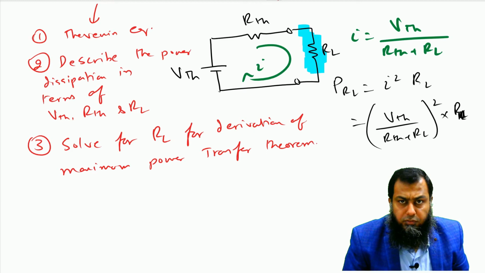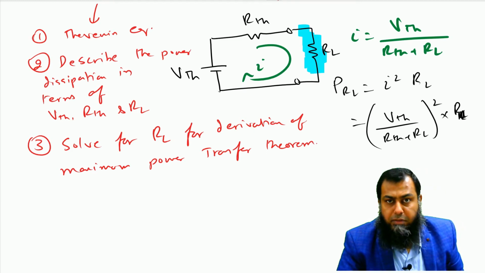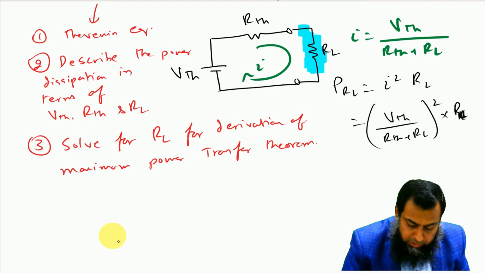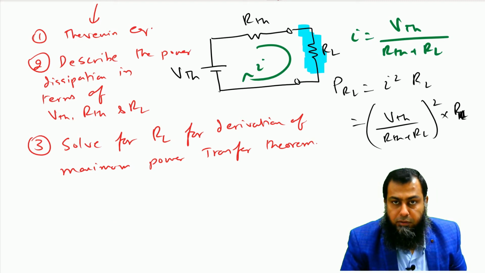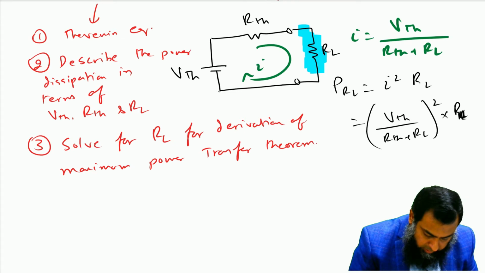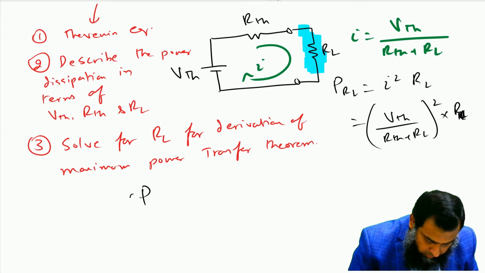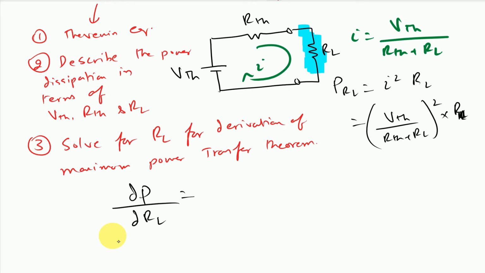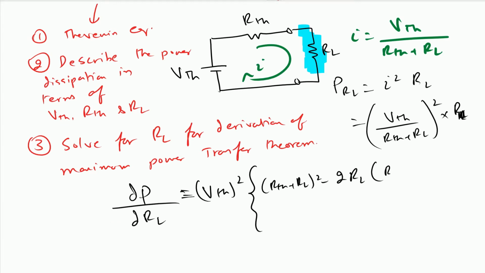Now, because we want to find out what is the value of this RL across which the maximum power is transferred, we will differentiate this equation with respect to the resistance RL. So if I differentiate, then dP over dRL is equal to V Thevenin whole square into R Thevenin plus RL minus 2RL into R Thevenin plus RL, divided by R Thevenin plus RL to the power 4.